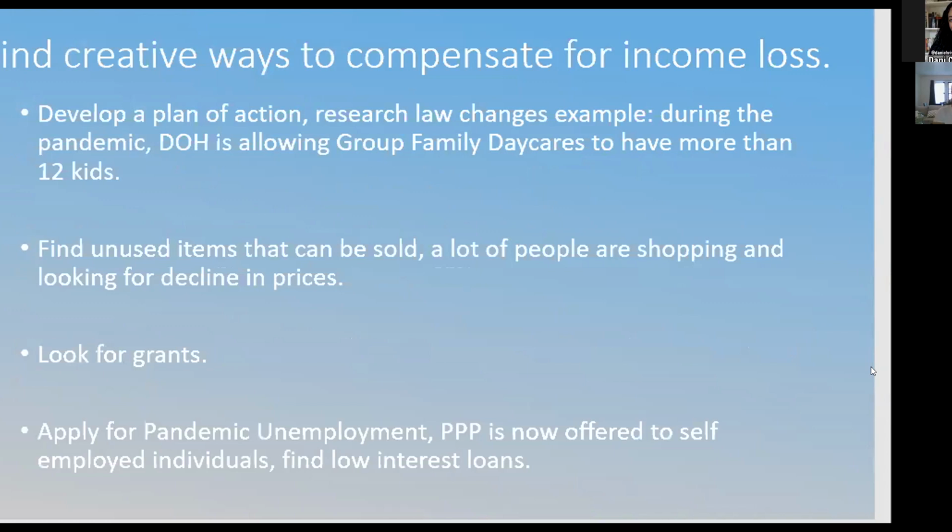Develop an action plan. Research law changes. For example, here in New York, I know that DOH was allowing family group daycares to have more than 12 kids for the pandemic in order to help those first responders. So, hey, maybe that is extended and maybe you can take more kids than you regularly need, right? Find unused items that you can sell. Right now, although we are in an economic issue, guess what? There are still people taking advantage of it. So maybe you can sell things that you don't need and make space for better stuff, or just get rid of things and make extra money.